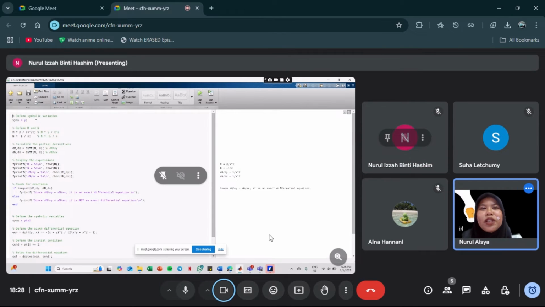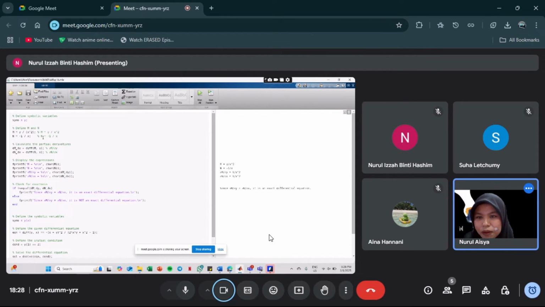Okay. For question B, check the exactness of the differential equation. Step 1, we need to define variables. We declare x and y as symbolic variables, allowing MATLAB to perform symbolic calculations. Step 2, define functions. Here, m and n are defined based on the rearranged differential equation.